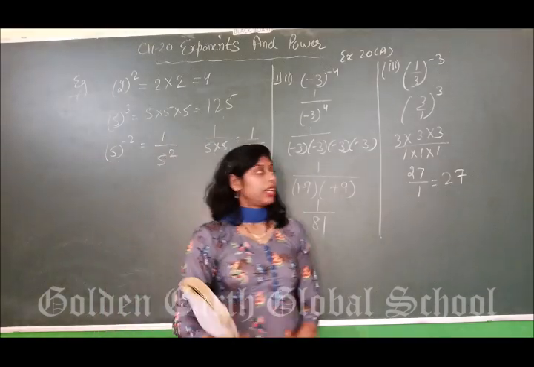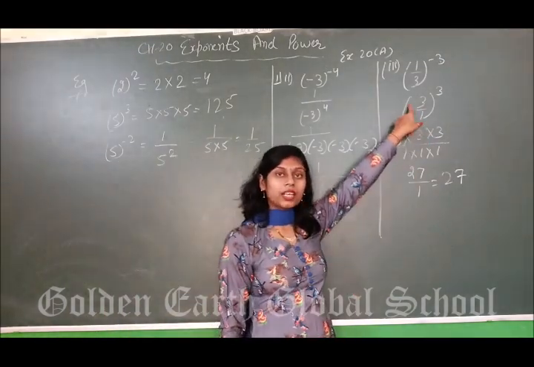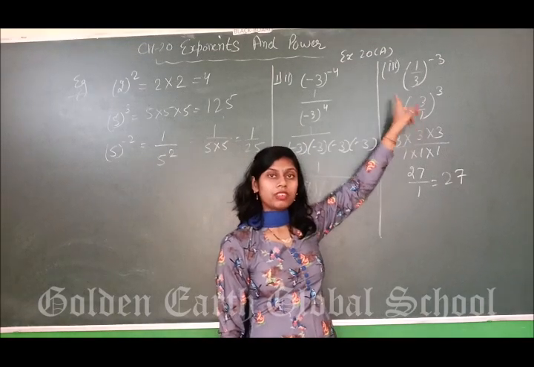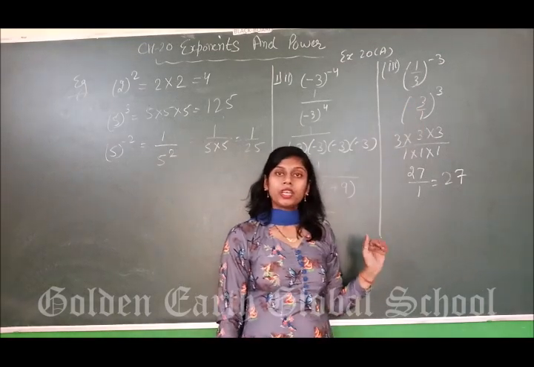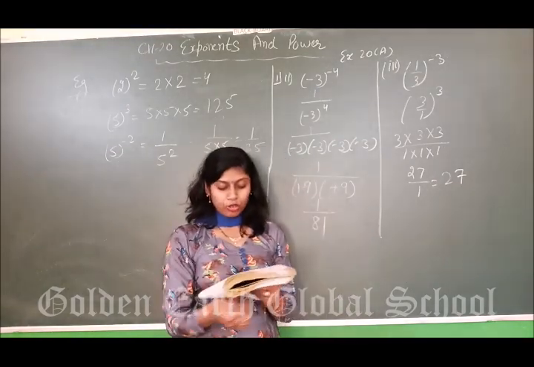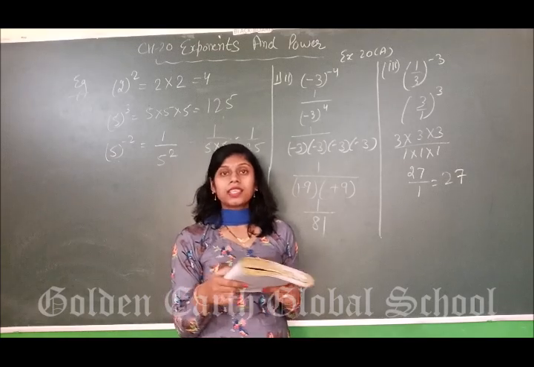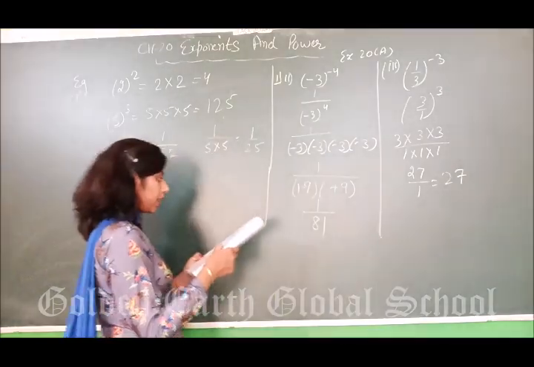Okay? So in case of negative power, the first step is to take the reciprocal. The numerator term will shift to the denominator and the denominator term will shift to the numerator. Okay? Next, fourth and fifth are the same question. Next we will discuss the sixth part.